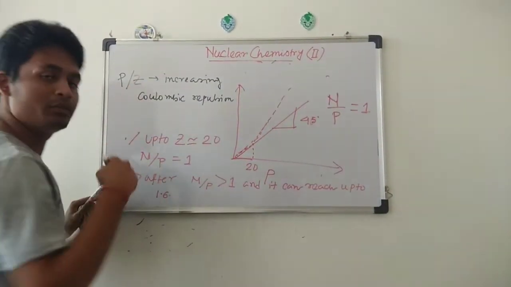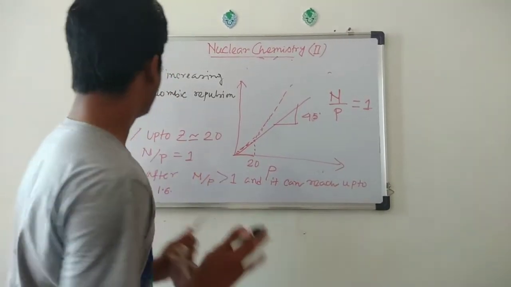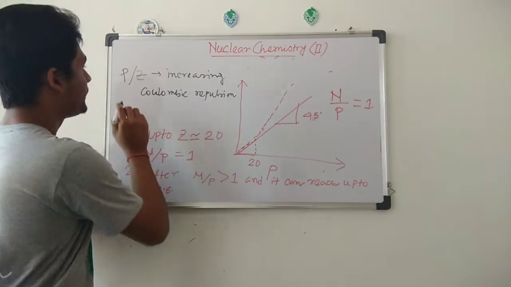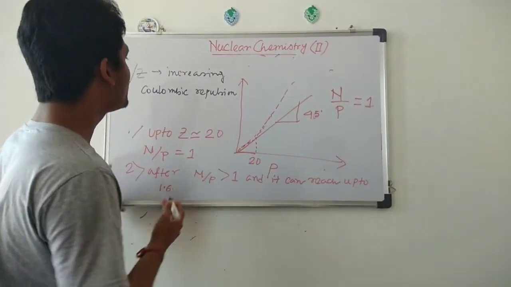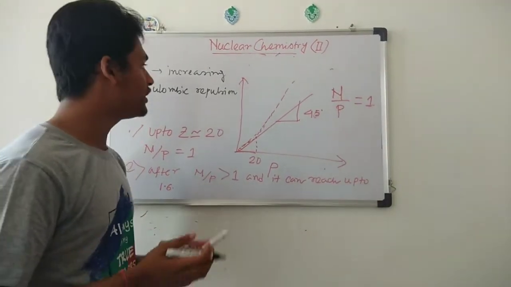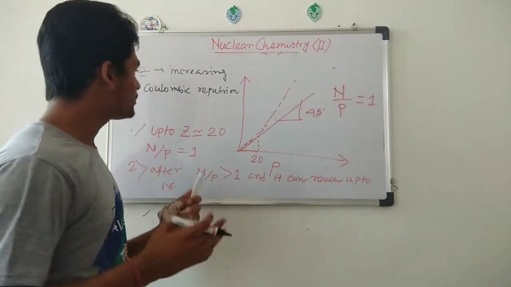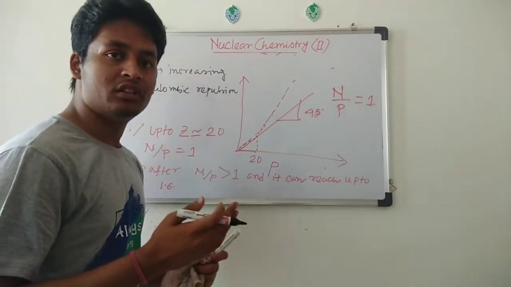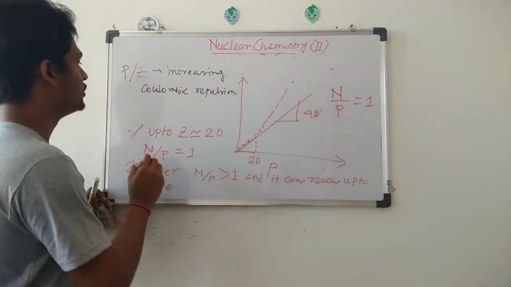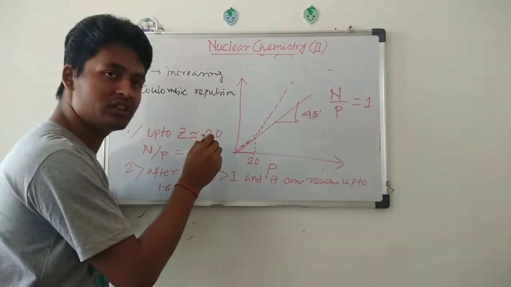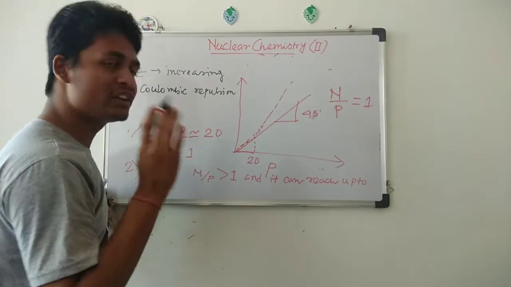But protons are increasing, and in nuclides the only charged particle is the proton. Neutron has no charge. So along with the increase in the number of protons, the Coulombic repulsion is increasing. If Coulombic repulsion increases, the stability of nuclides will somehow decrease. So the scientists have thought that to overcome that repulsion, some extra neutrons should be there. That is the reason: to overcome the Coulombic repulsion due to the increasing number of protons, we need some extra neutrons.